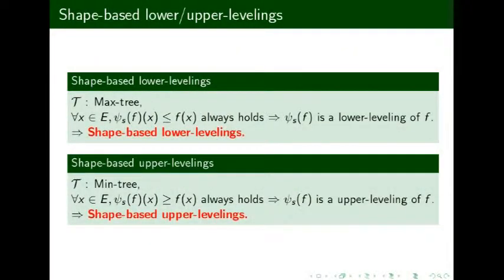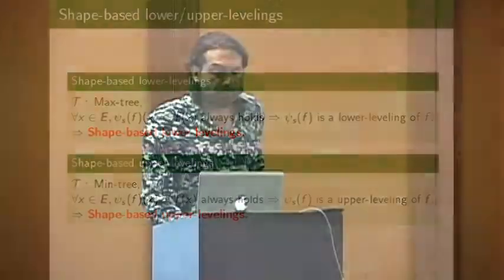But you can do shape filtering on the second tree, and in this case you obtain nice filters, meaning that the transform, if you work with a max tree, you preserve the infimum relationship, so it's a lower leveling. If you work with the mean tree, the tree of minima, of minimum mean threshold, you preserve the superior relationship. So it's a shape-based upper leveling. This has never been done before. This is the first time I'm showing that.